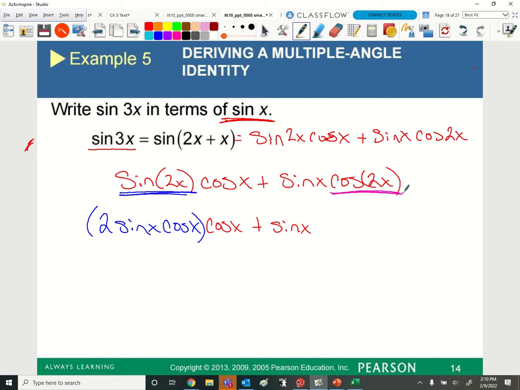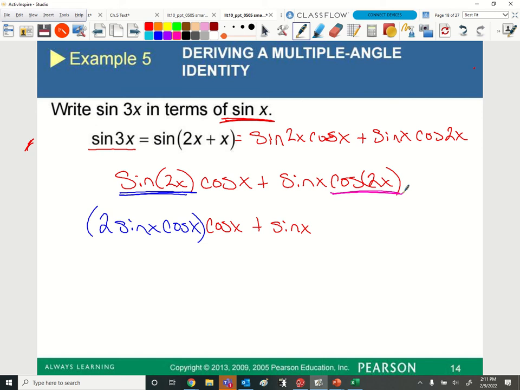But I don't want it, do I? No. I don't want it. But now for cosine 2x, I get a choice. There's 3 different ones I could use. So which one do you think I should use for my cosine 2x? Which formula should I use? There's 3 formulas for cosine 2x. Cosine squared x minus sine squared x.